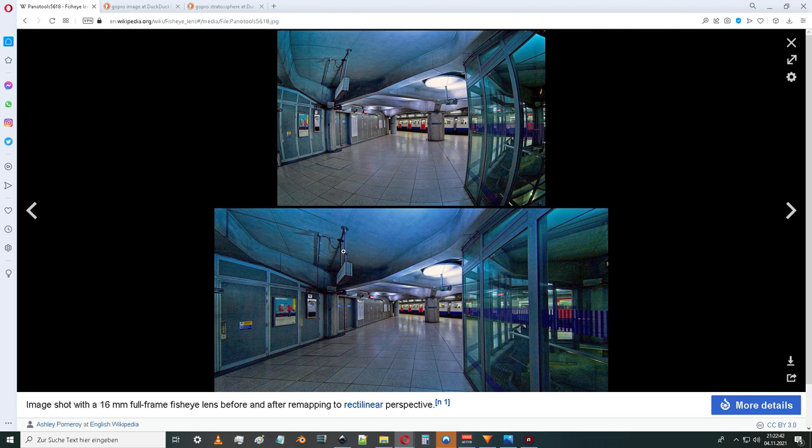On the upper ceiling, you can't see the difference that much, obviously, but there you see the shadows are bending to the center like a sphere a little bit, and there you can of course see the shadows not bending. It's just the fisheye lens.